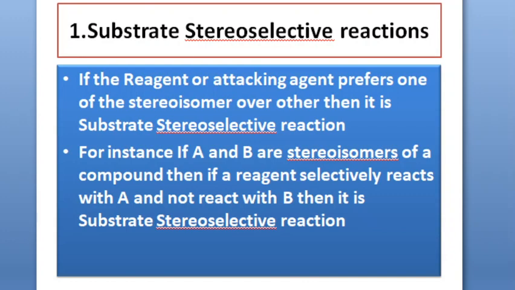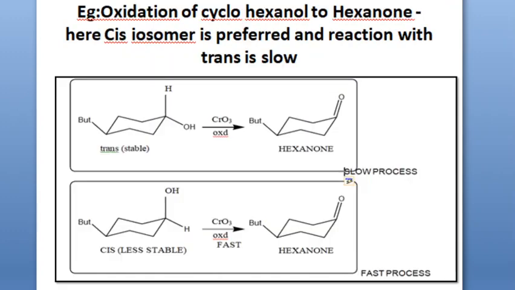For instance, A and B are stereoisomers of a compound. If a reagent selectively reacts with A and does not react with B, or if a reagent reacts with A faster and with B it is slow, the rate of reaction is slow, then you can call such reactions substrate stereoselective reactions. So let us see an example.